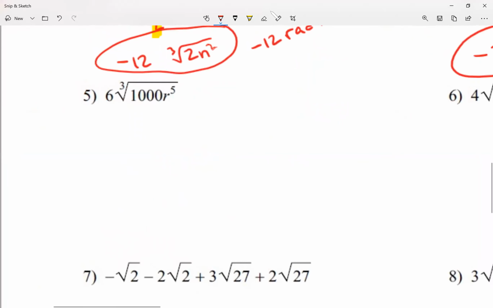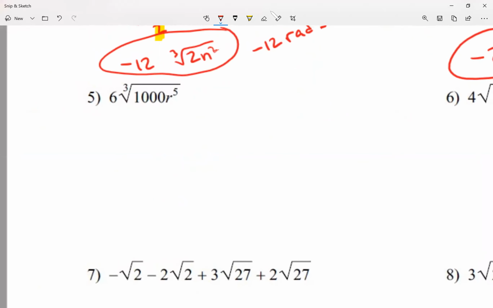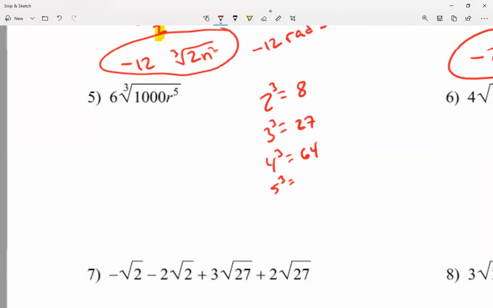Let's take a look at question number 5. The root is 3. So I'm thinking, what's 2 to the third, 3 to the third, 4 to the third, what's 5 to the third? The root is 3, so that's the exponent I'm going to use. I know 2 to the third is 8. 3 to the third is 27. 4 to the third, I know is 64. 5 to the third is 125. I could go more, but I think that's enough.